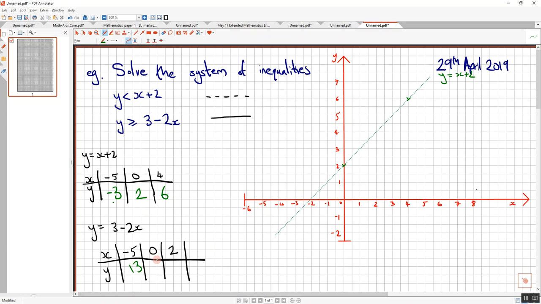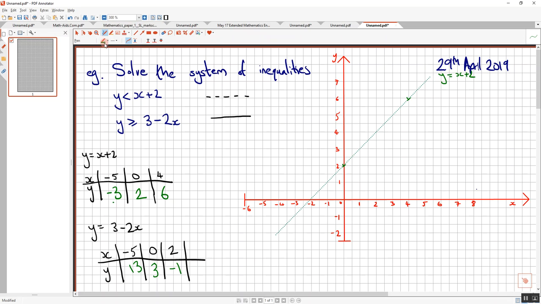For when x is 0, I have 3. And when x is 2, -1. -1 again. I don't have 13 on my y-axis. Is that a problem? Nope. Because you only have to use 2 points. Yeah, I could just use any 2 points, so I'll just use these 2, okay?